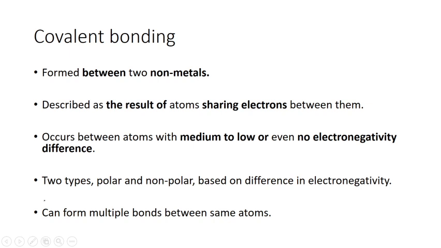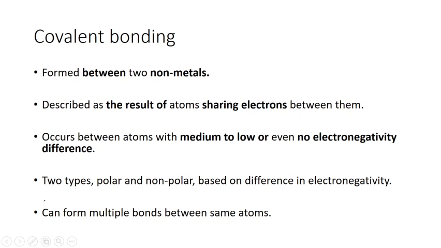There are two types of covalent bonds, polar and nonpolar. These are based on differences in electronegativity between the atoms in the bond. We'll talk more about them in the next video. And then in covalent bonding, you can form multiple bonds between the same atoms, right? So there can be more than one bond between the same atom.